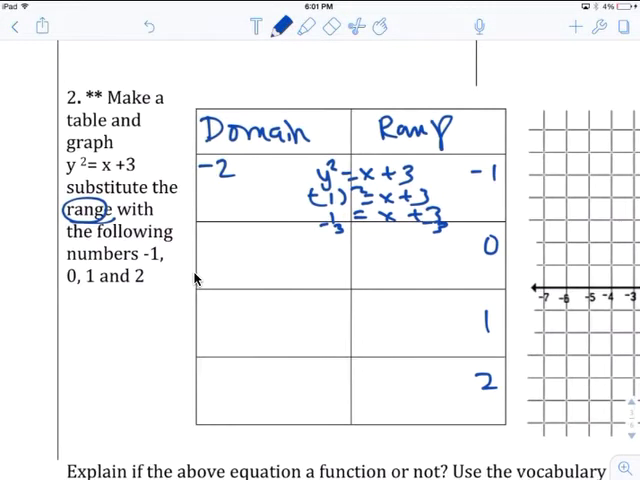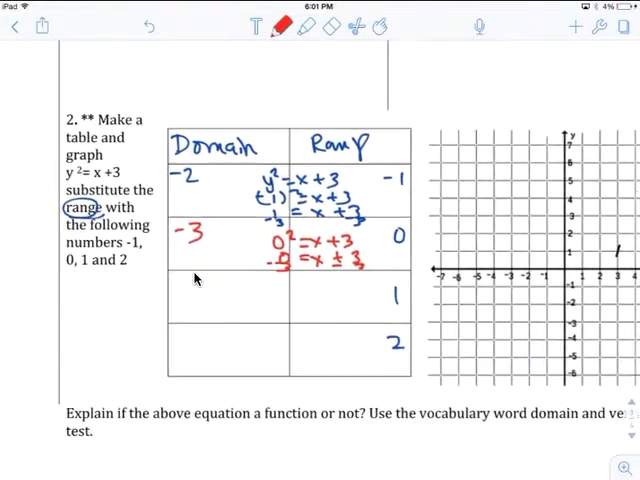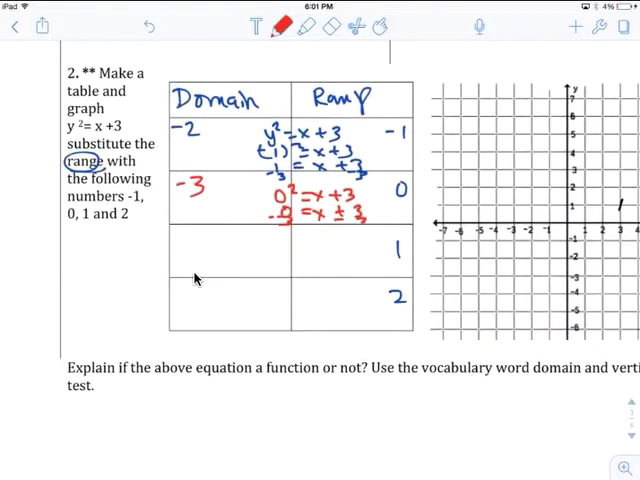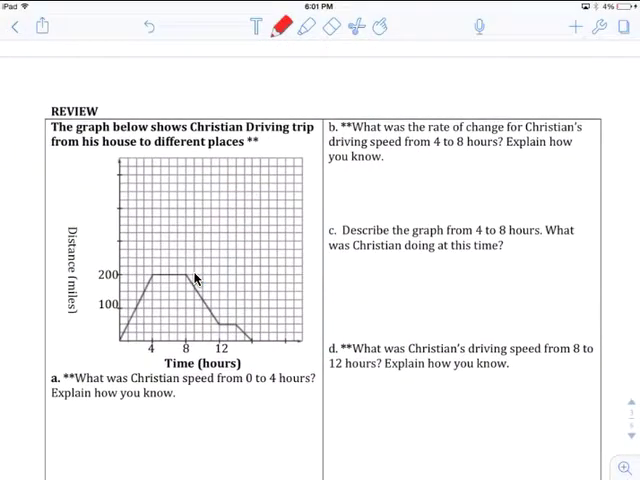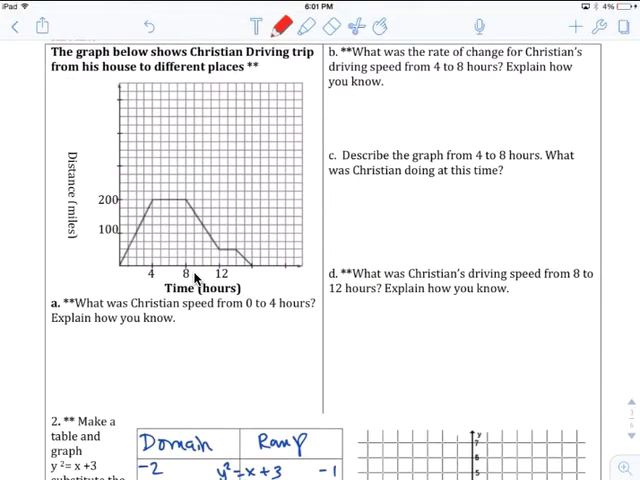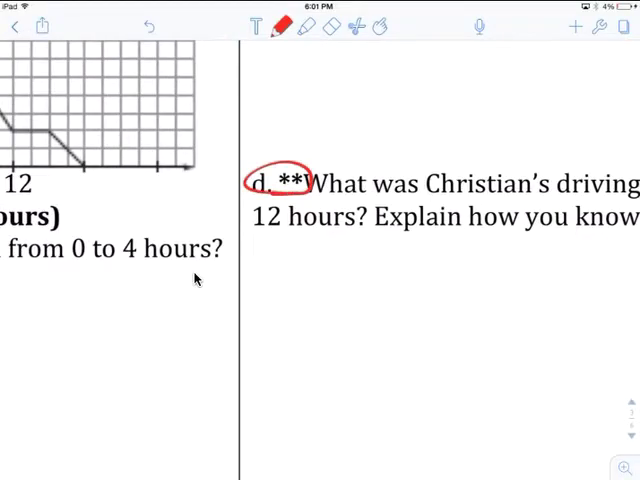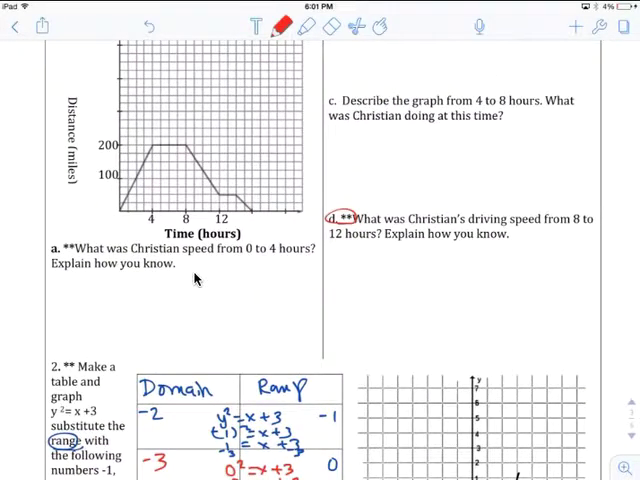Okay, and the next number is 0. So you do 0 squared equals x plus 3, right there. Minus 3, x is negative 3. And you do the rest the same. Here, see how I put a star here? More likely to give you on a test.